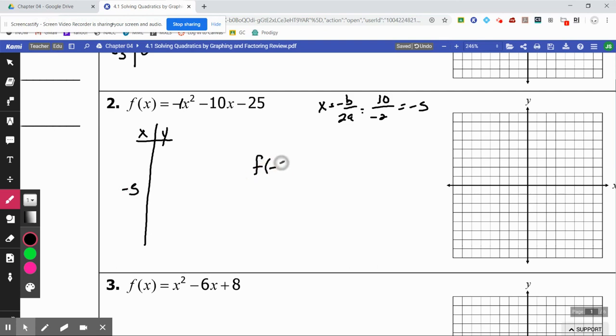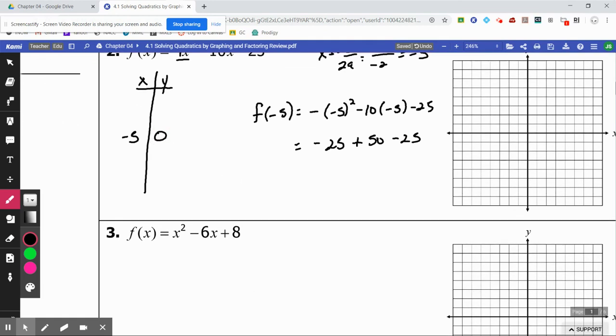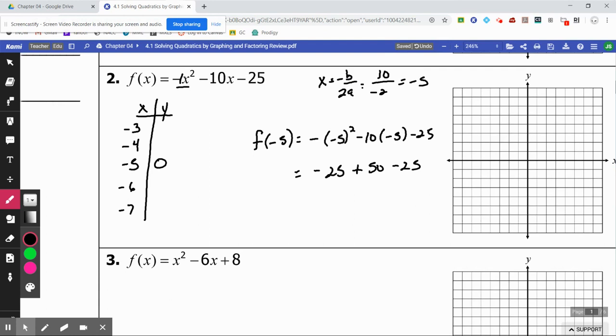When we find f of negative 5, again, right here, make sure we square it first and then take the negative. So negative 5 squared is 25. Bring down the negative. Negative times negative is a positive 50. And bring down the minus 25. And when you plug that in, it gives you negative 25, negative 25 plus 50 minus 25 is 0. You can pick a couple of points on each side, negative 4, negative 3, negative 6, and negative 7. Plug those values in, and here's what you're going to get.